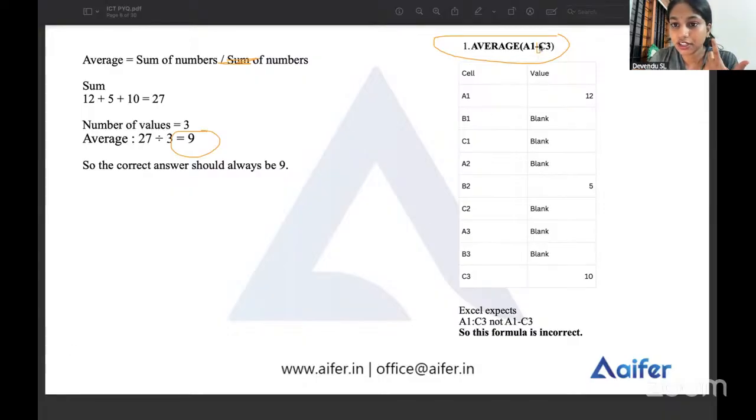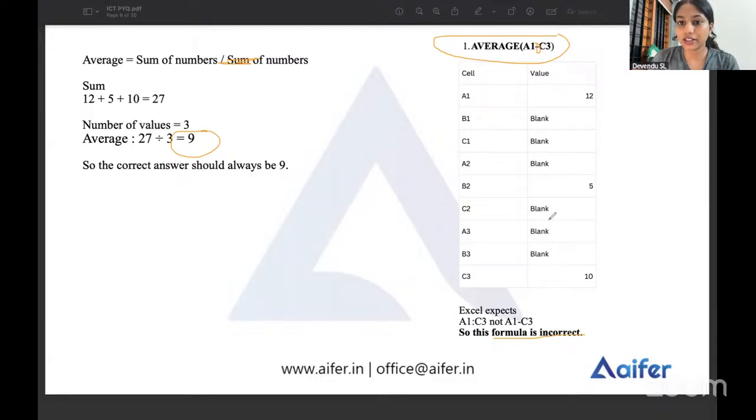Excel does not accept this kind of symbols. Like we always use a colon, we do not use a hyphen. Hyphen literally means a subtraction, so in this we do not use a hyphen. As it is written here, Excel accepts A1 colon C3 and not A1 to C3. So this formula is incorrect.